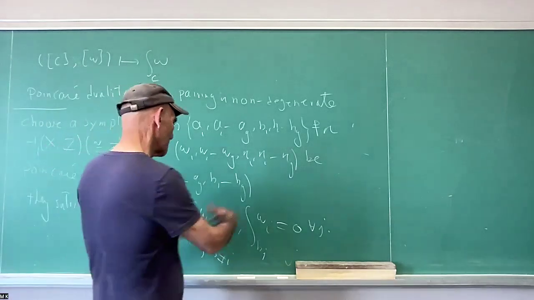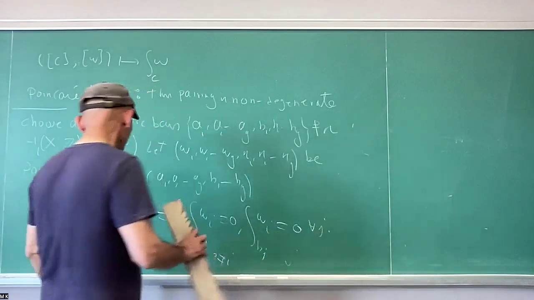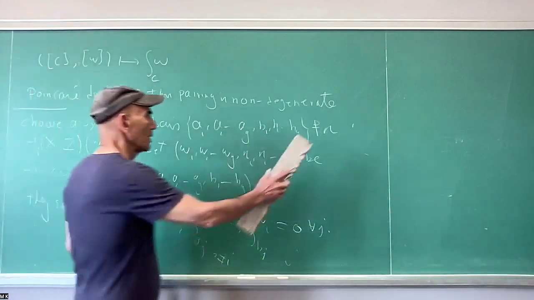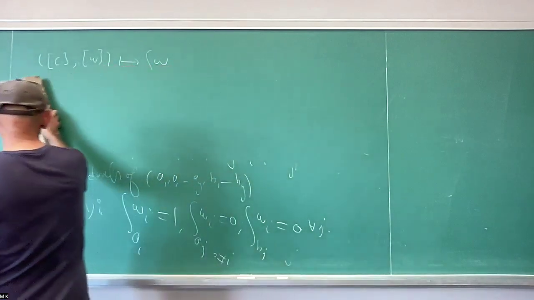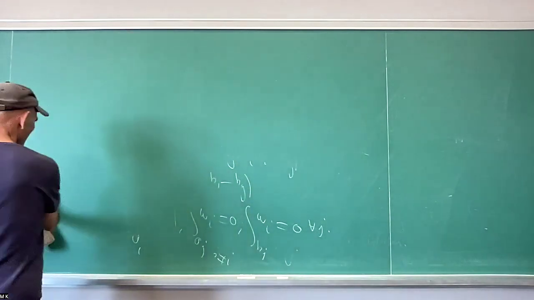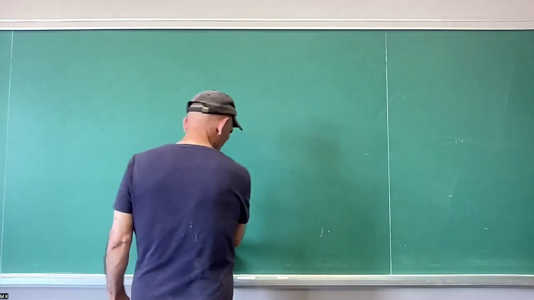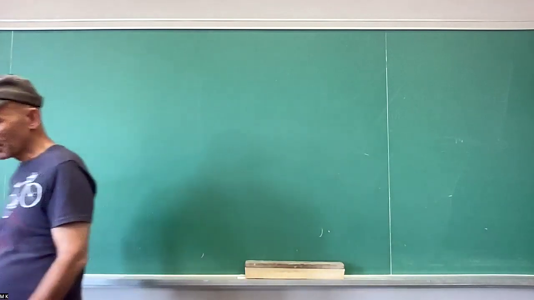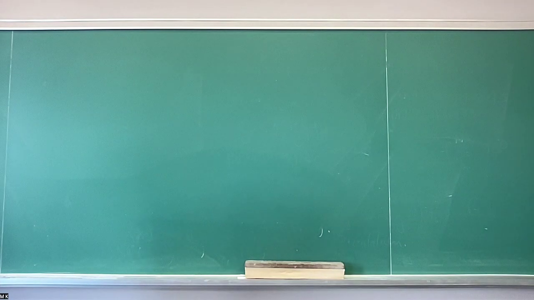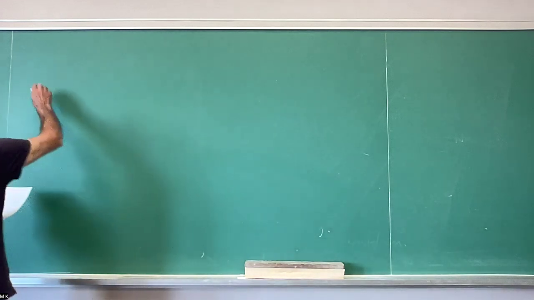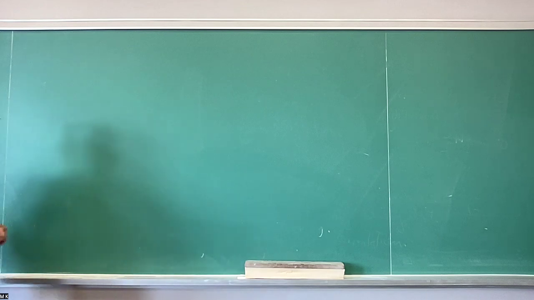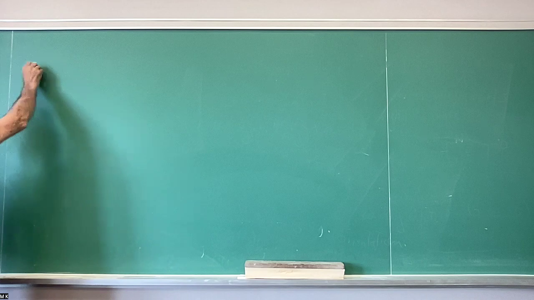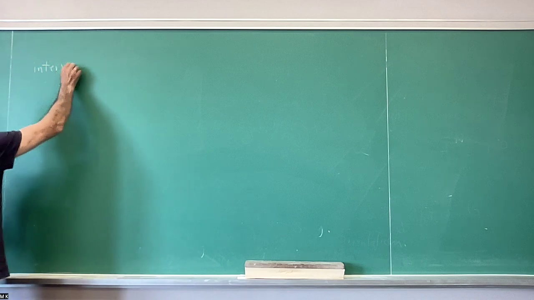All right, so I'm just using this now, to have this in mind. The next thing is I need another pairing. I need the analog of this pairing, which is kind of what's it called? Yeah, the intersection pairing. This is the analog of the intersection pairing.